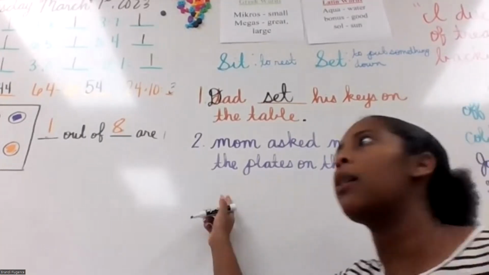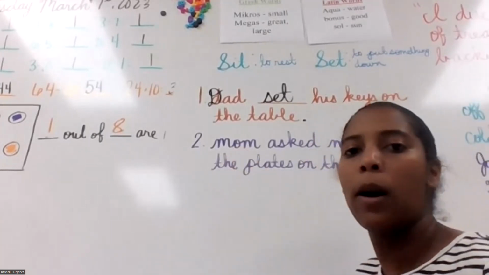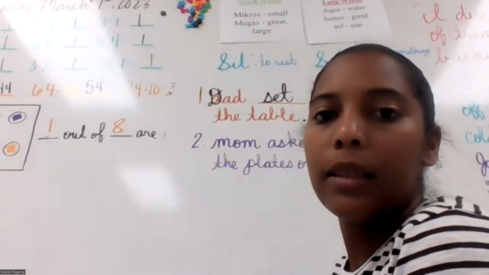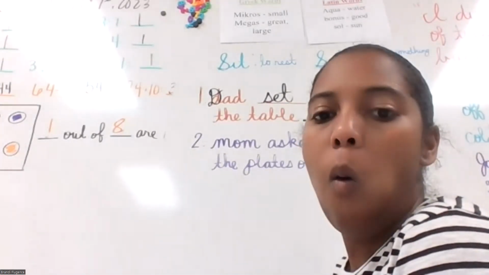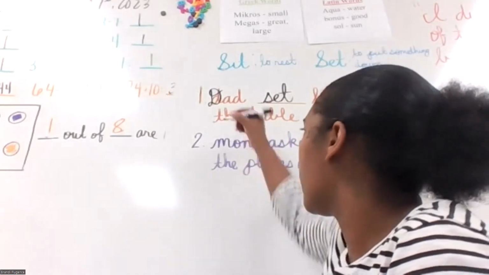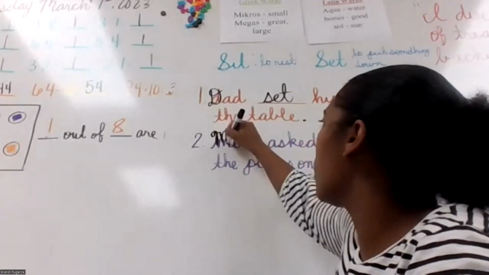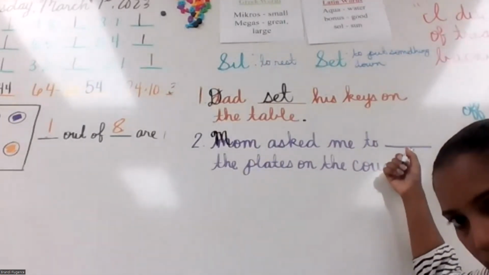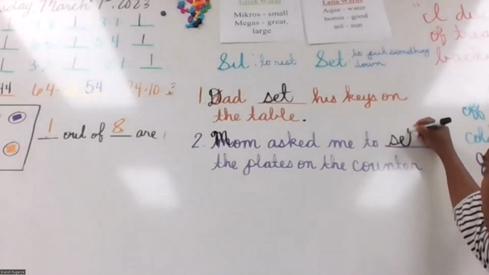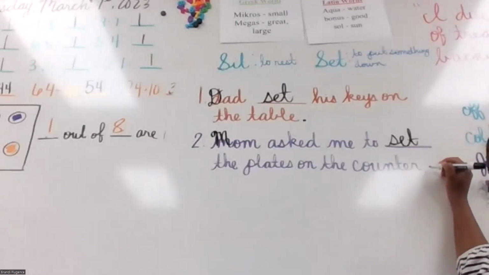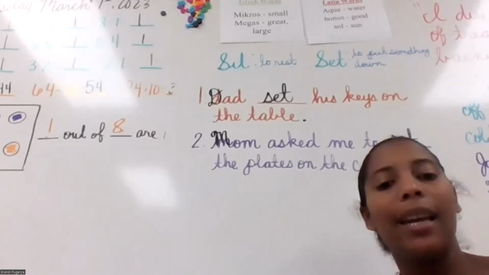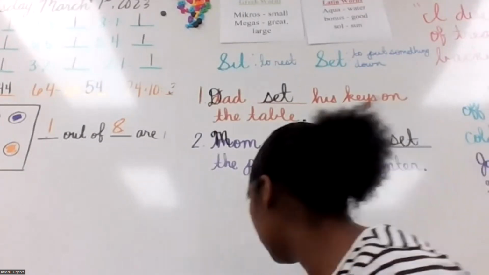Asa, so tell me how to write this correctly. So I start with my what? You start with your capitalized letter. Okay, capitalize that M. And so then do I put sit or set right here? Set. Good. It's set. And then we put a what at the end? A period. Good. All right, let's do number 3.